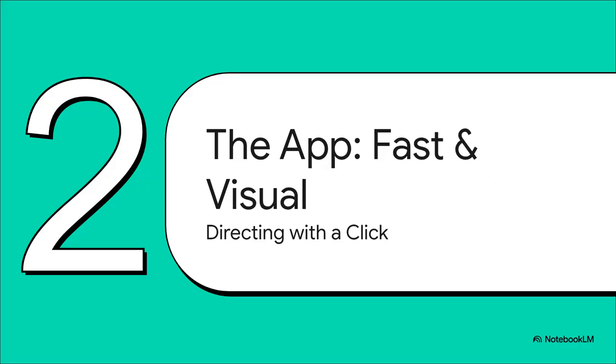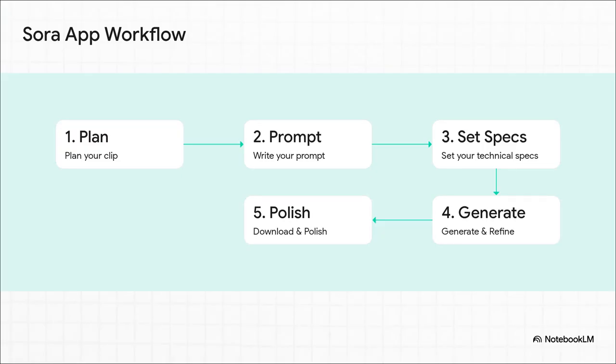All right, so this first path is all about speed and just seeing what happens. It's pretty much perfect for artists, designers, or really anyone who just wants to throw ideas at the wall and see what sticks, all without writing a single line of code. And really, the workflow is about as straightforward as it gets. You plan out your shot in your head, you write out a descriptive prompt, you tell it the specs you want, like aspect ratio and how long it should be, and then you just hit generate. From there, you can tweak it, you can refine it, and once you get something you love, you download it, and you're good to go.